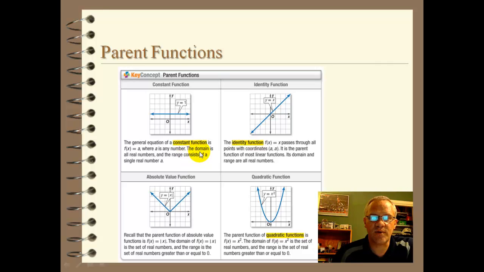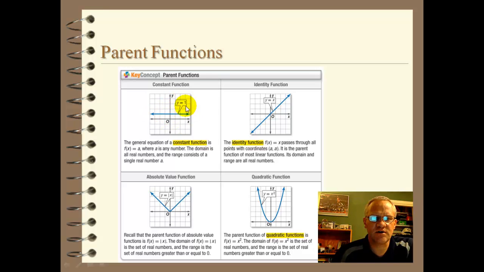If you notice here, the domain is going to be all real numbers. Again, domain is left and right, so we're using all the x's going left and right, so it's all numbers. The range, remember, up and down is the range. That's the y's. What y's do we use on that graph? The only y we use there is 1. And if we drew another one down here at -2, the only one we would use there is -2. So it's just going to be one number.